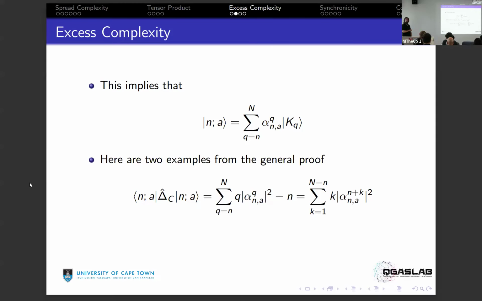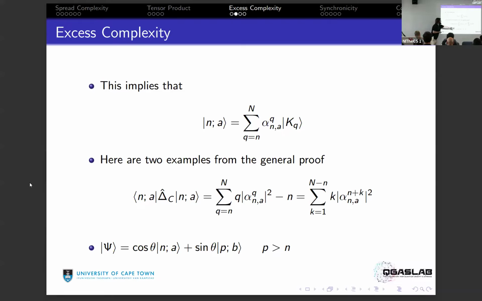But of course, you need the off-diagonal elements. So let me show you one example with the off-diagonals. I'm going to just take the superposition of 2 states. Again, the more general proof is in the paper. But if you have this superposition of states, I'm going to assume P greater than N without loss of generality.